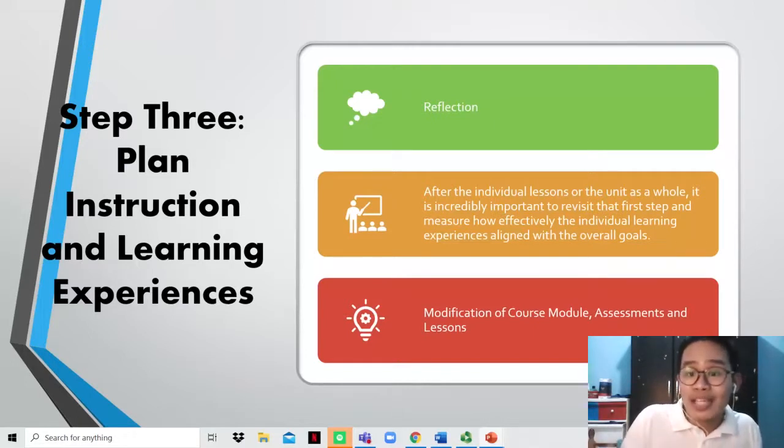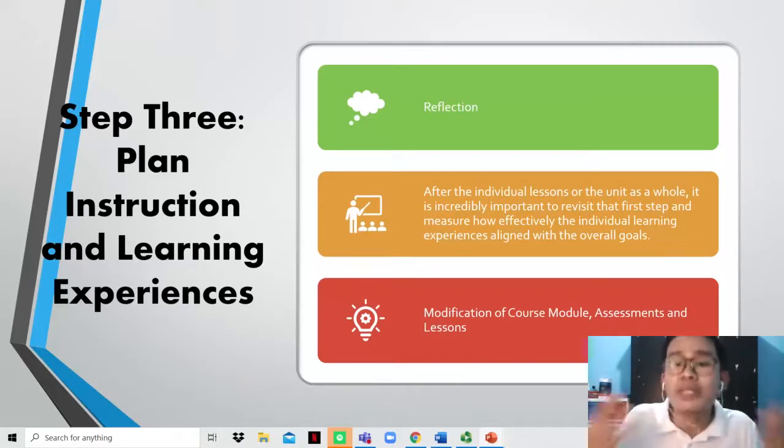After the individual lessons or the unit as a whole, it will be incredibly important to revisit the first and second steps to measure how effectively the individual learning experiences are still aligned with the overall goals. So there are modifications of modules, assessments, and lessons to help improve the course more, to make it better.